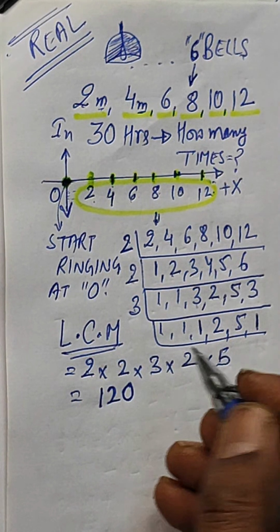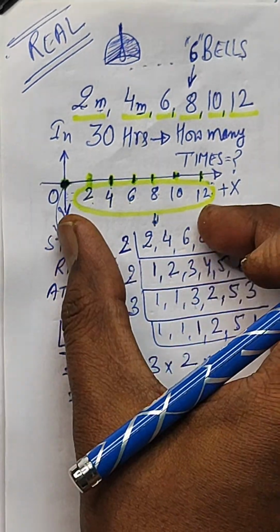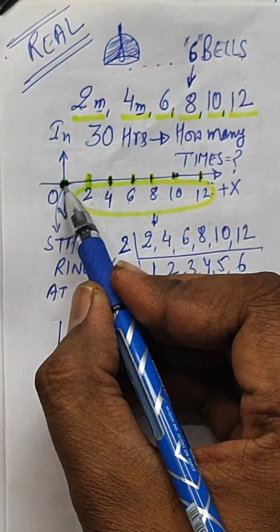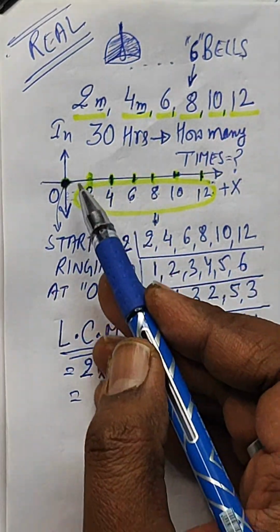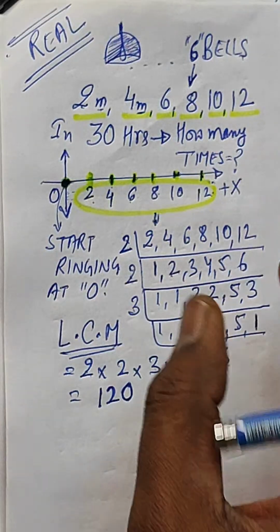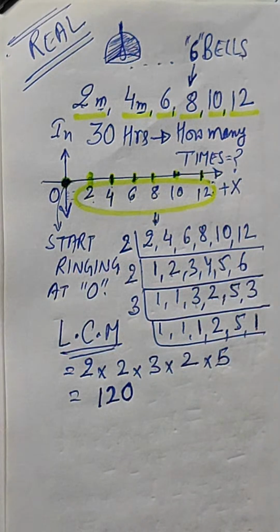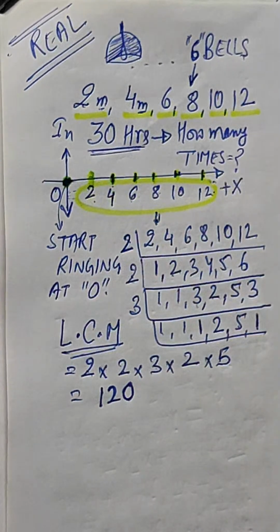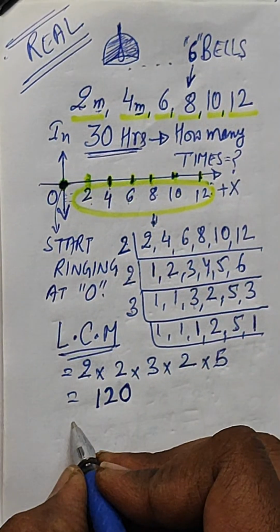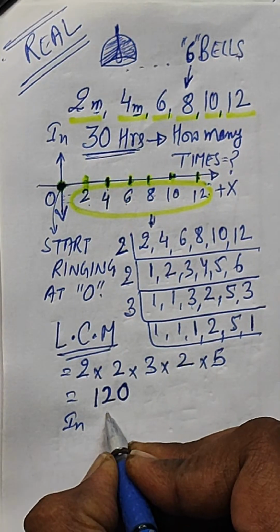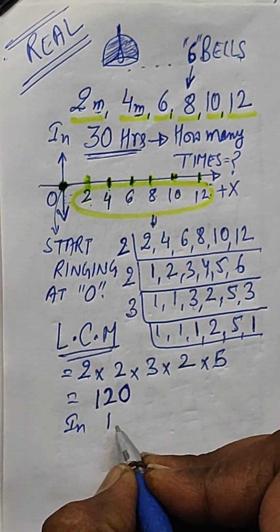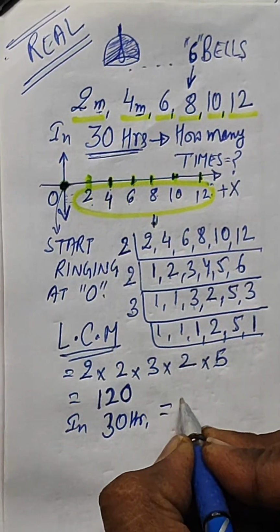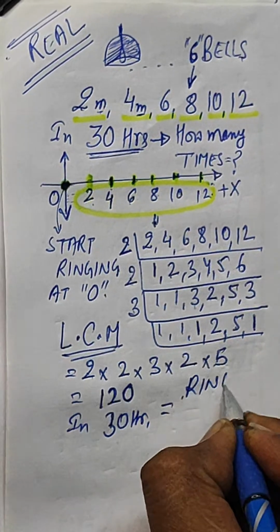Because after 120 minutes, all the six bells will achieve this position of origin, and then the counting will start again from this. So this situation will again repeat, right? So in 30 hours, how many times will the bells ring?